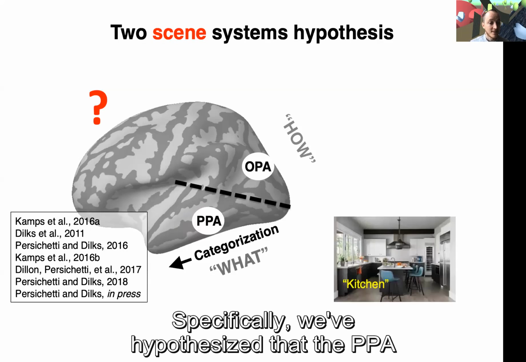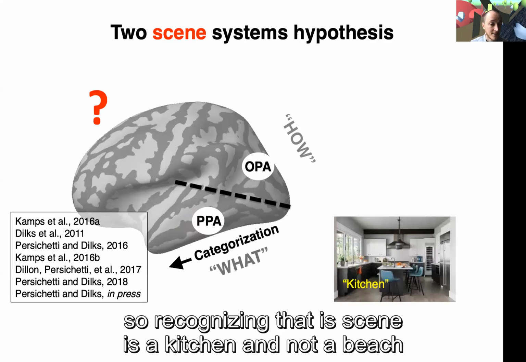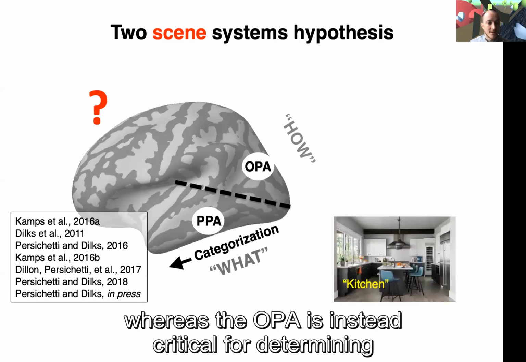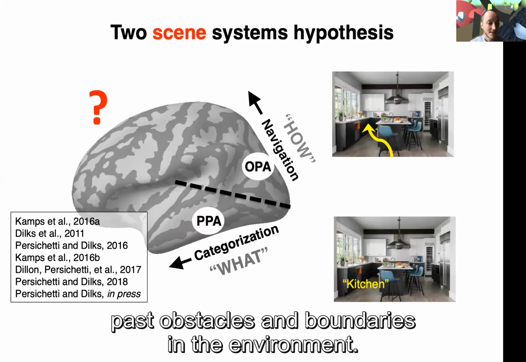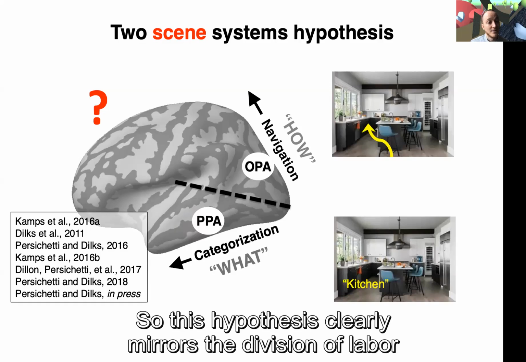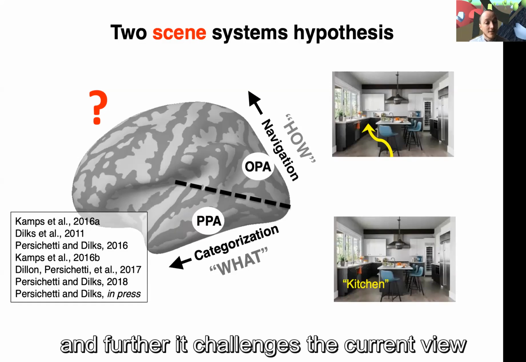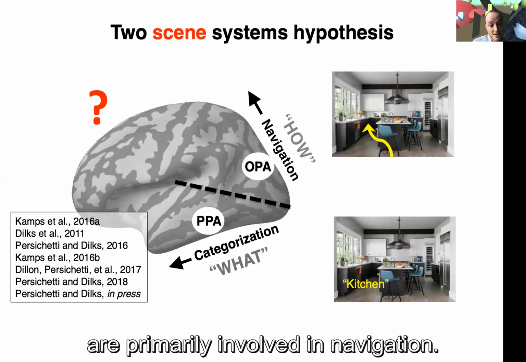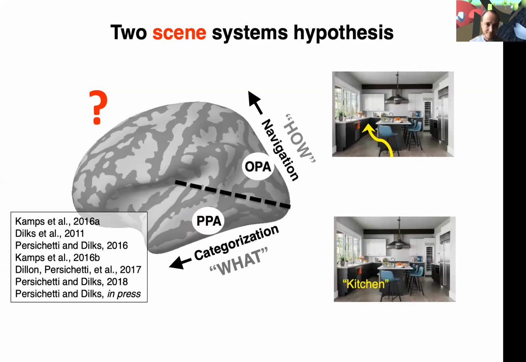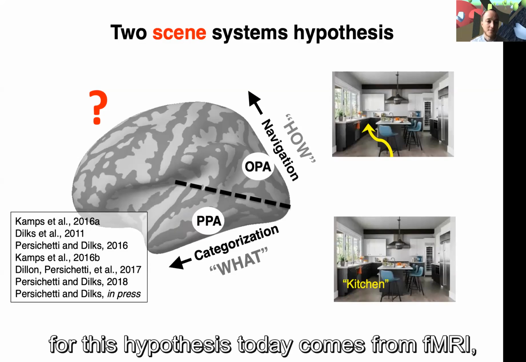Specifically, we've hypothesized that the PPA is critical for scene categorization, so recognizing that a scene is a kitchen and not a beach, whereas the OPA is instead critical for determining how to navigate through that scene past obstacles and boundaries in the environment. So this hypothesis clearly mirrors the division of labor between the dorsal and ventral streams more broadly. And further, it challenges the current view in the scene processing literature that all of these scene regions are primarily involved in navigation.